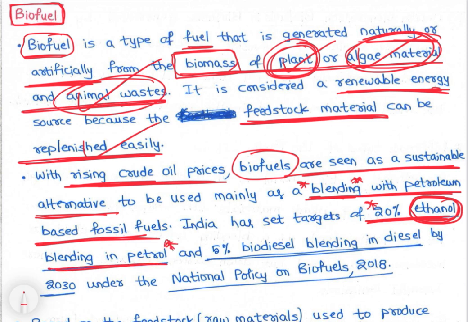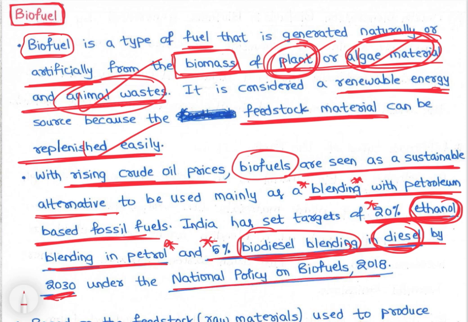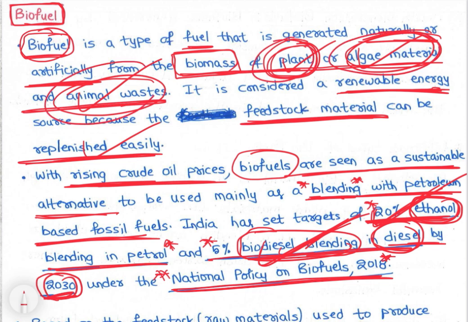So that means we will use 20% less petrol, right? And 5% biodiesel blending. Biodiesel is a biofuel, right? So we will mix 5% biodiesel in diesel, right? By 2030 under the national policy on biofuels, which is also important, we will be studying it. We have a target of 20% ethanol blending and 5% biodiesel blending by 2030. That was changed in 2022 and brought forward to 2025, right? That we will study. So biofuel is any fuel we are making with plant waste, algae material or animal waste.